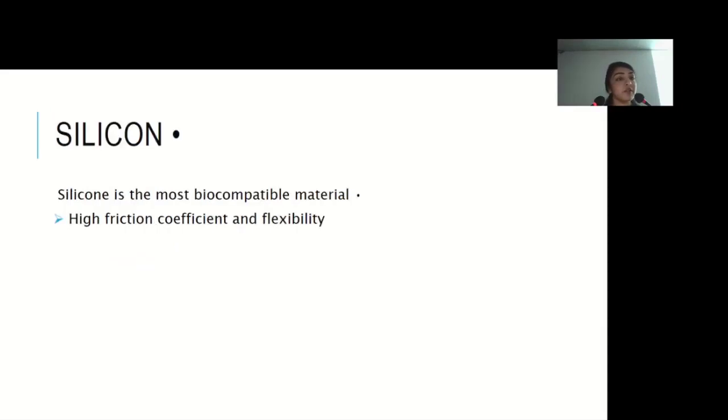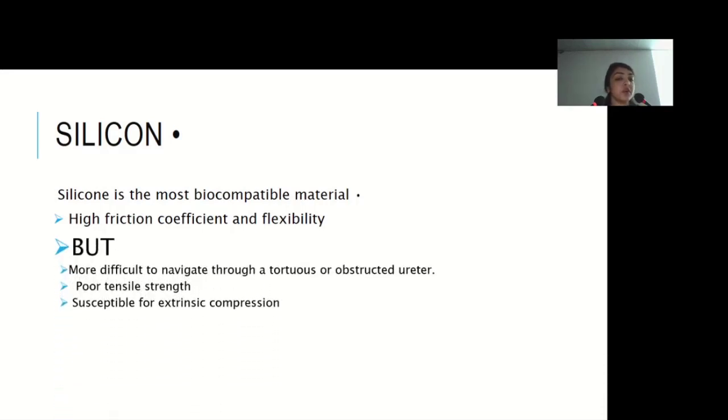So the second material was introduced, that is silicone. It's the most biocompatible material, but it had a high friction coefficient and flexibility. Because of that high flexibility, it was more difficult to pass through a tortuous ureter.